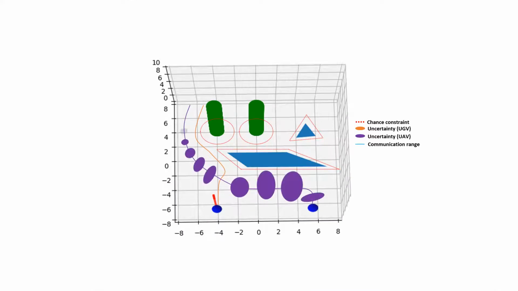We visually show how uncertainty is propagated, and the instances where both robots are in communication range.